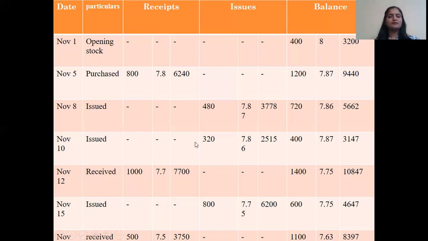Next, on November 8th, issued. How many materials have been issued? 480 have been issued. Now, what is the balance we have? 1,200 is the balance. Out of 1,200, issue 480. Already we have calculated the cost per unit, so take the same price here, 7.87. Okay, 480 into 7.87, you are going to get the amount 3,778.